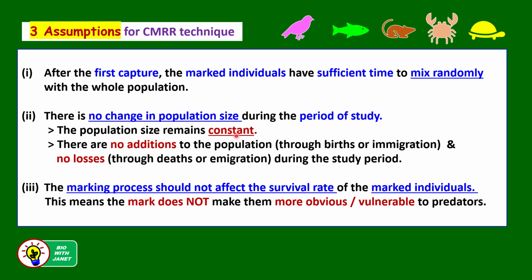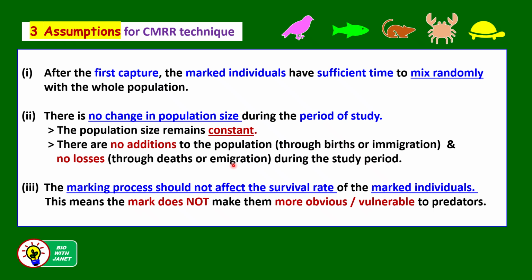Number two, there is no change in the population size during the period of study. This means that the population size remains constant and that there are no additions to the population through births, where new individuals are produced, or immigration, meaning new individuals move into the area of study from other parts. And no losses through deaths or emigration during the period of study. In emigration, some of the individuals may move out of the habitat or the area of study.